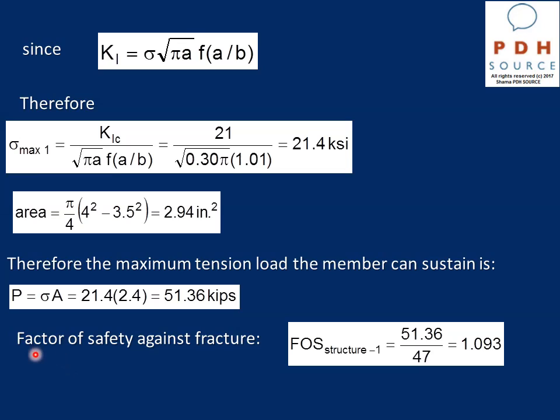Therefore, the extent of damage can be expressed in terms of the factor of safety. The factor of safety here is basically the maximum value that this member can take now divided by the value of the load that the member is currently resisting. So we have a factor of safety for structure 1 equal to 1.093.